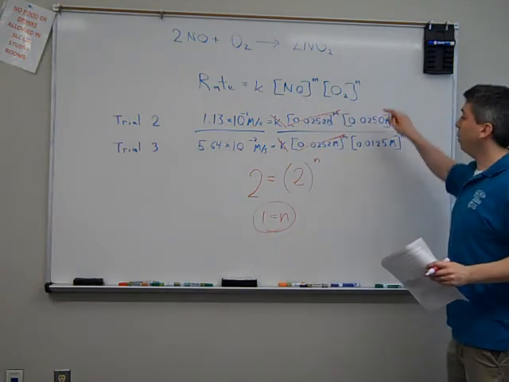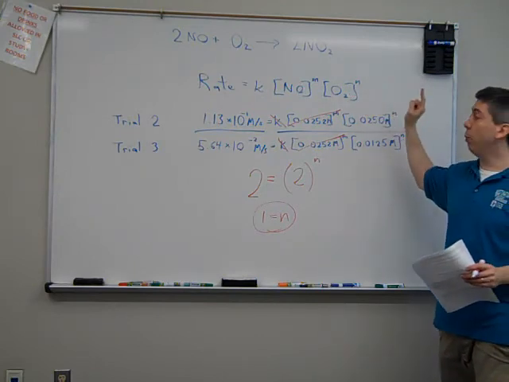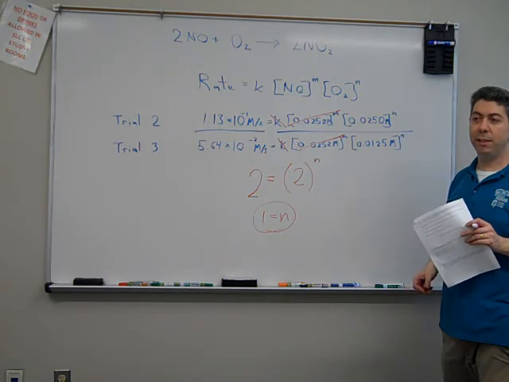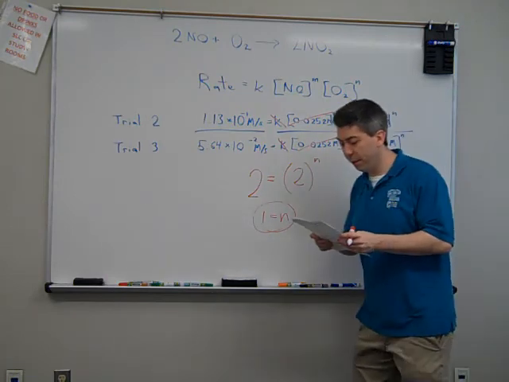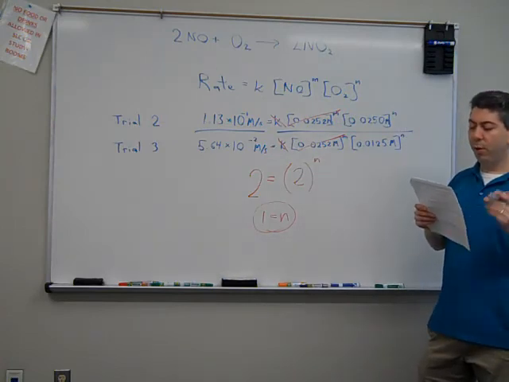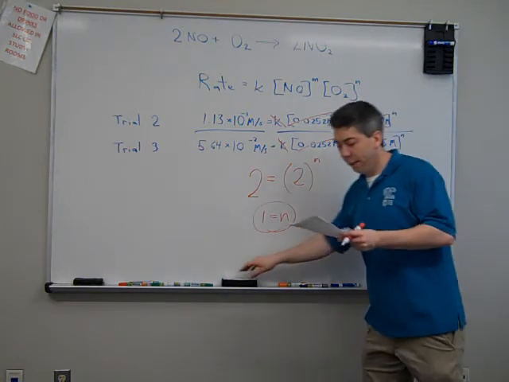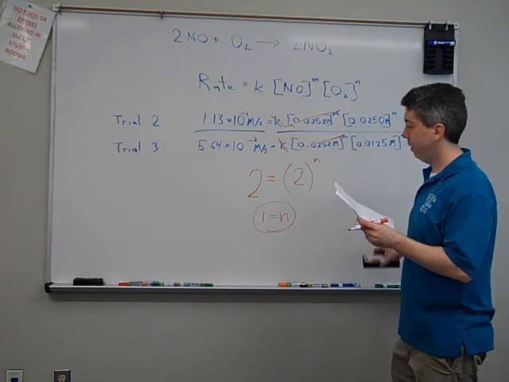So that means the order of reaction with respect to oxygen is 1. It's first order with respect to oxygen. Did that make sense? So then I do the same thing with 2 other trials where oxygen is kept constant. So that means I can use trials 1 and 3, right? So I'll set that up, and the higher concentration there is for trial 3.